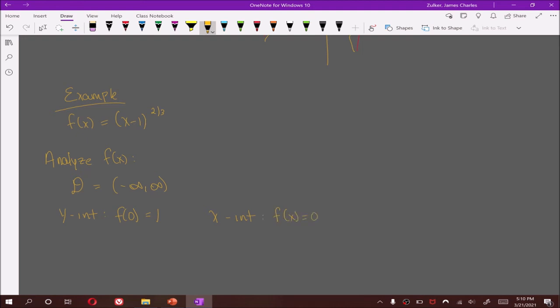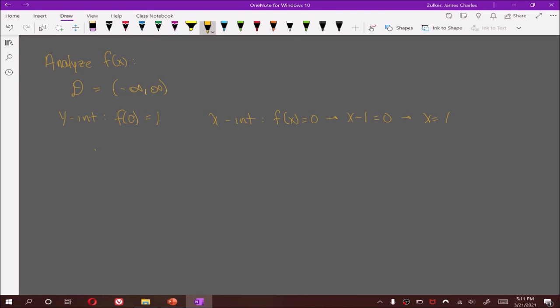X-intercept f of x equals 0. This means that x minus 1 is 0, or x is 1. So we have 2 intercepts this time. We have one at 0, 1, and we have one at 1, 0. If we take a look, limit as x approaches infinity, this is infinity. And the same thing if we take a look at the limit as x approaches negative infinity. And there are no asymptotes.